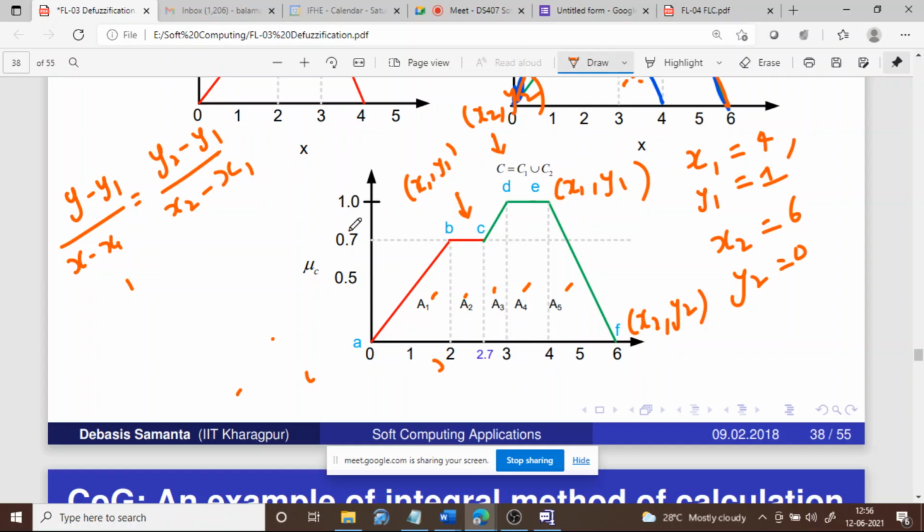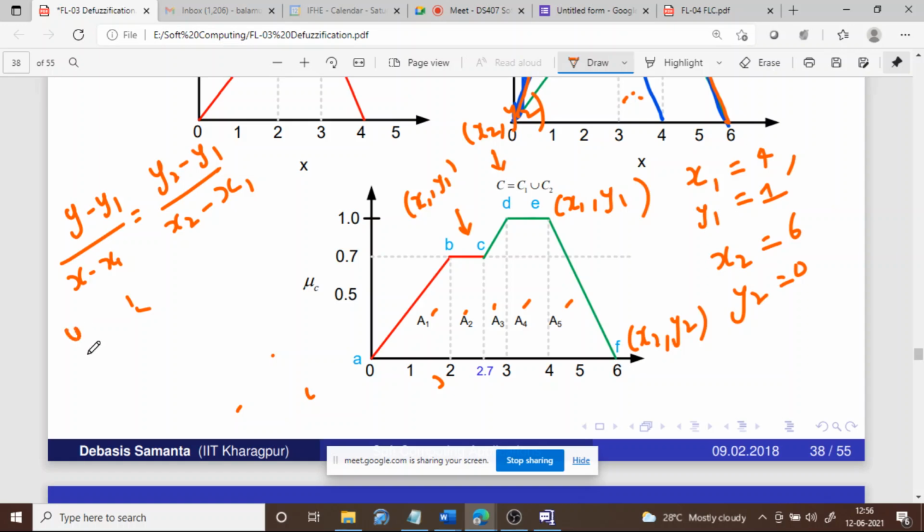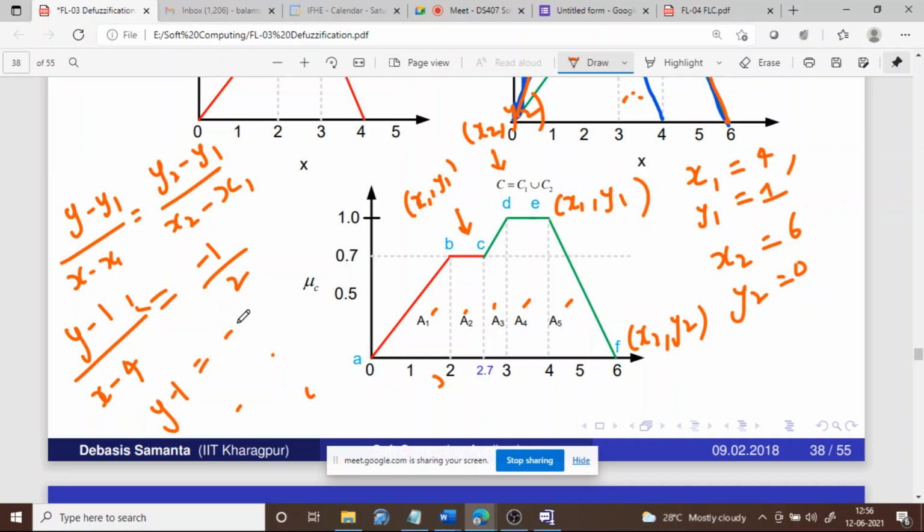So it is y minus y1, so y minus 1, divided by x minus x1, that is x minus 4, which is equal to y2 minus y1. y2 is 0, 0 minus 1 is minus 1, divided by x2 minus x1, 6 minus 4 is 2. So y minus 1 is equal to minus 1 by 2 into x minus 4.